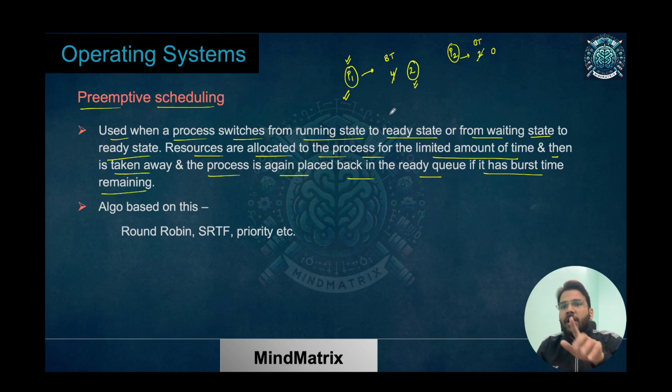That means again we are going to place it back in the ready queue, right? And then CPU will be allocated to P1, it is going to move to the running state, and then it is going to execute further and complete its execution. Clear? So this is what we call preemptive scheduling. The algorithms based on this are round robin, so that is preemptive. SRTF, shortest remaining time first, is a preemptive scheduling algorithm. Priority based also, and there are many more. So we will be discussing that in the upcoming videos.